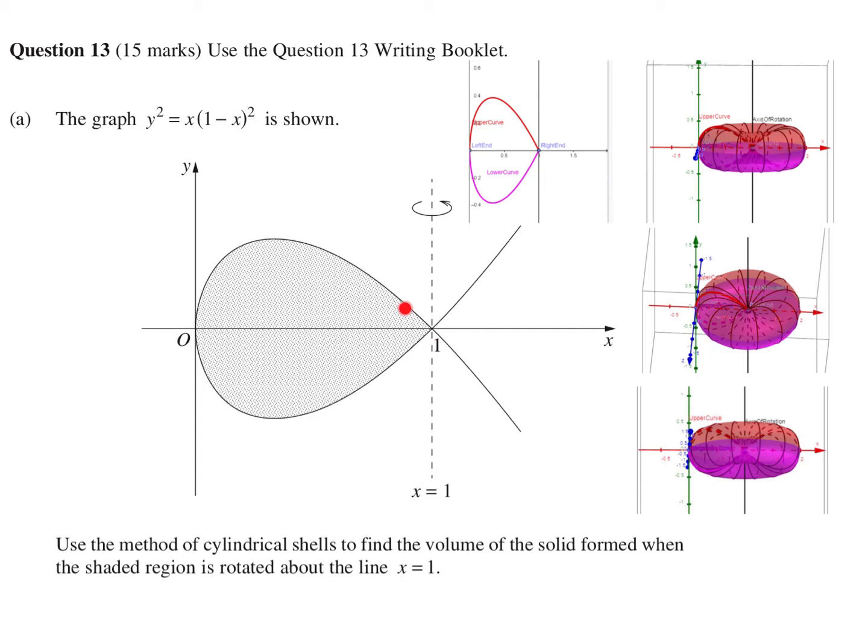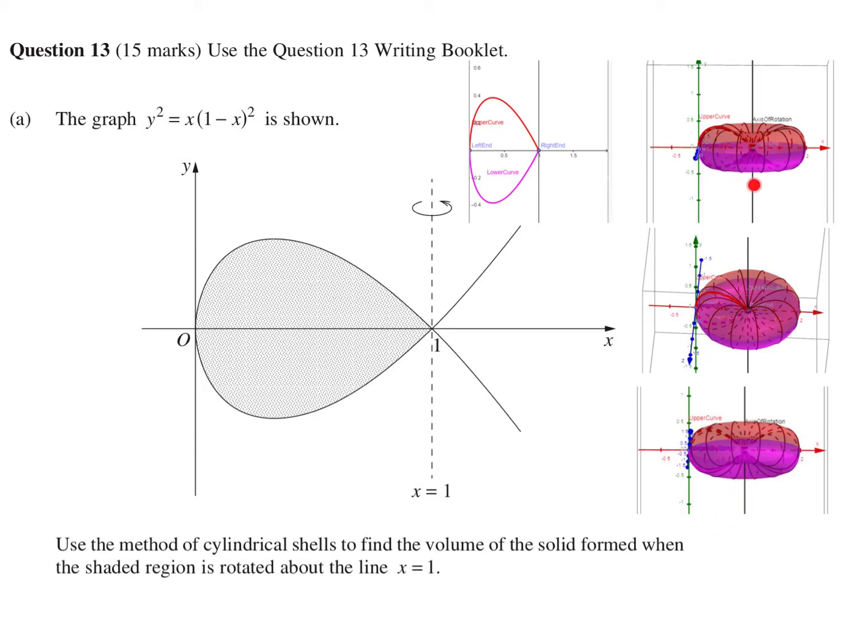I try to copy this graph to GeoGebra and do some simulations for you. This is the graph provided by the question, and it is going to rotate about the axis of x equals 1. As you can imagine, when this loop is rotating about this axis, a torus like this will be formed. Here I provide two different views of the torus. This is the top view. This is looking from the bottom.